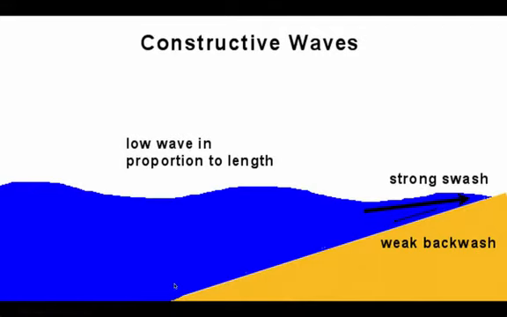The second type is constructive waves. Constructive waves build beaches up through accretion. These waves are low and carry lots of material onto the beach through its swash. As you can see in this type of constructive wave, the wavelength is greater and the amplitude is much smaller. Therefore, the waves carry more sediment onto the beach than they do drag sediment out into sea.